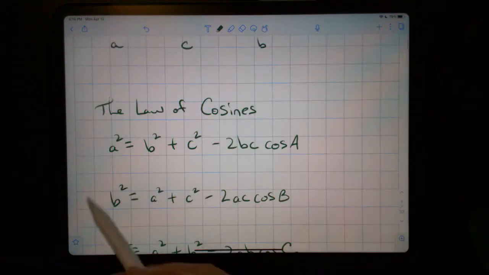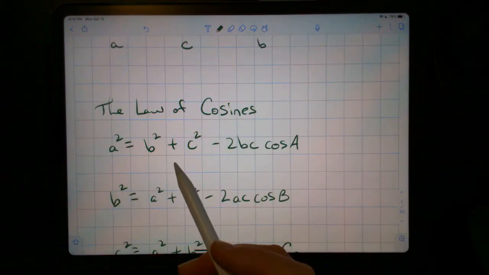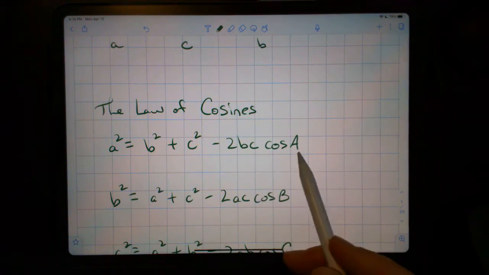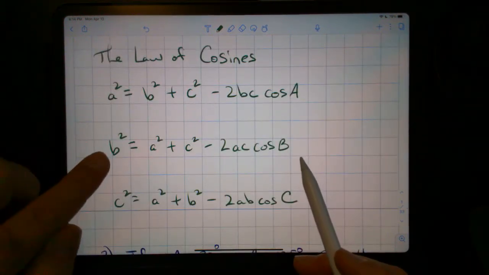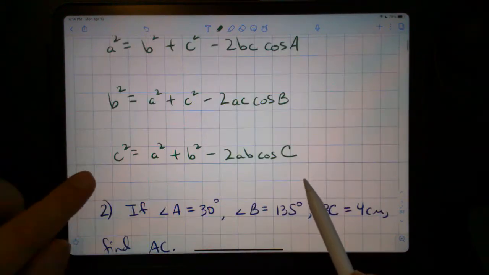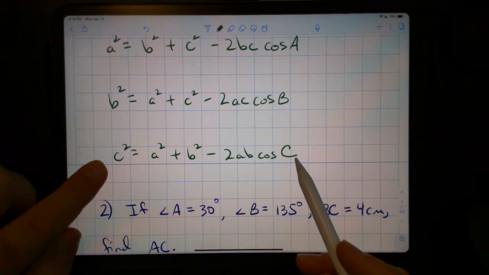Law of cosines is a squared is equal to b squared plus c squared minus 2bc cosine A. Note the similarity. b squared is a squared plus c squared minus 2ac cosine B. c squared, you have the cosine C at the end.